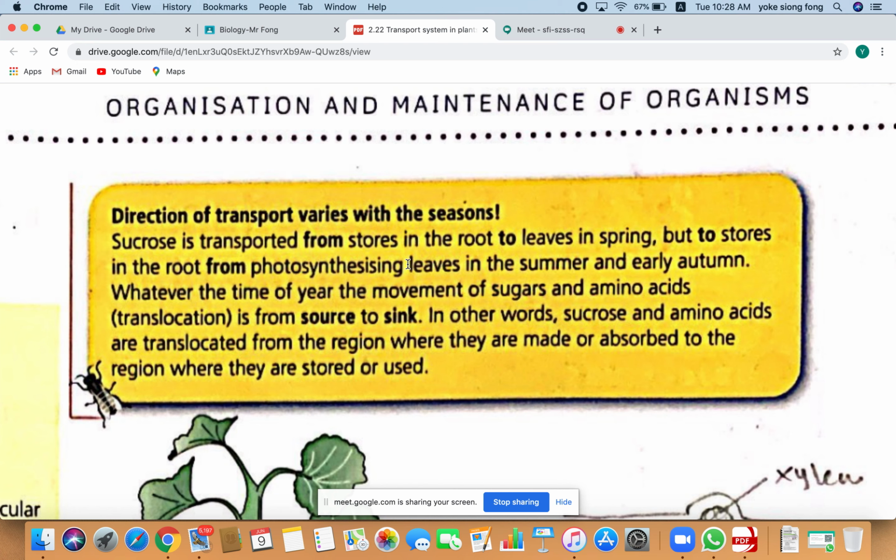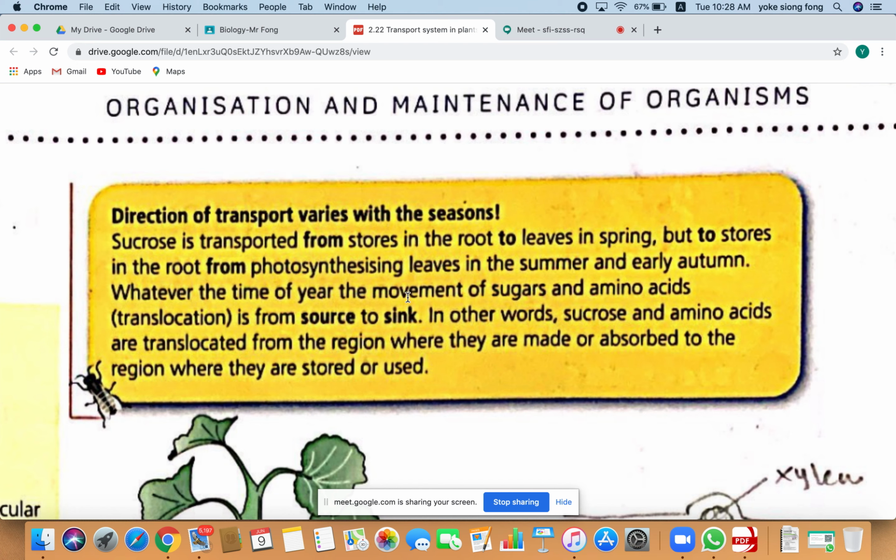from the photosynthesizing leaf in the summer. In summer, of course, there is very strong sunlight. With strong sunlight, they can perform a very high rate of photosynthesis and produce a lot of sugar. So if there is excess sugar, the excess sugar is transported all the way down by phloem to the root for storage.